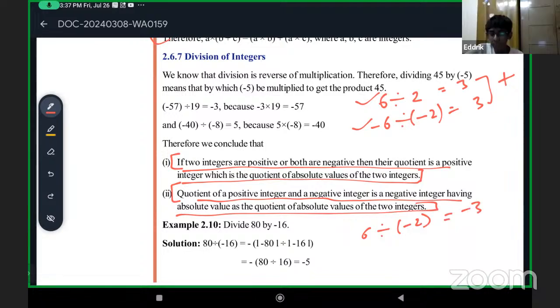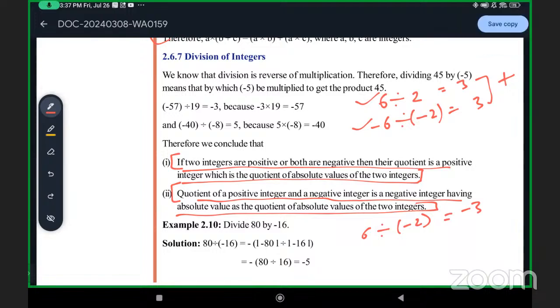Plus divided by plus is plus, minus divided by minus is plus, plus divided by minus is minus, minus divided by plus is minus. Same as multiplication only. If it's minus 6 divided by 2, 6 is of minus and 2 is of plus, so my answer will be minus 3 again.